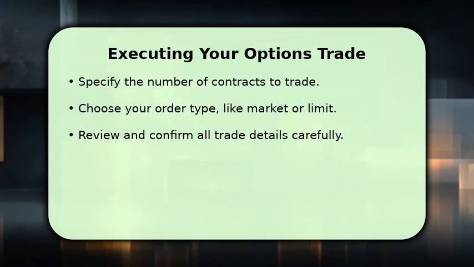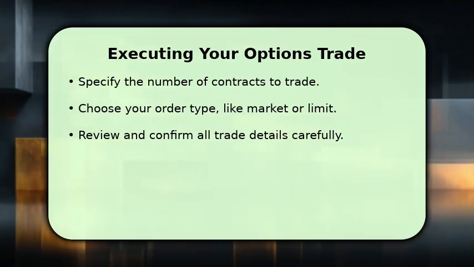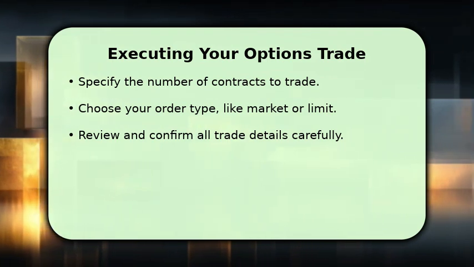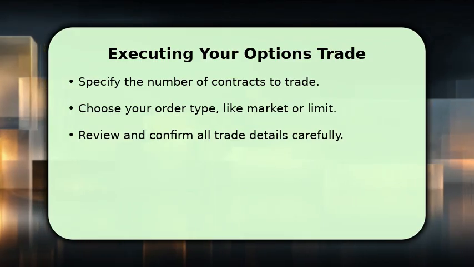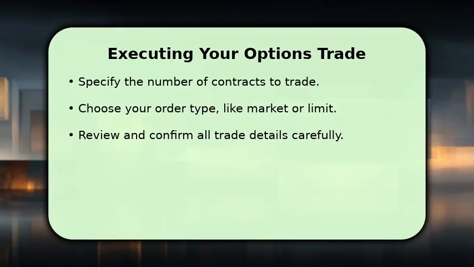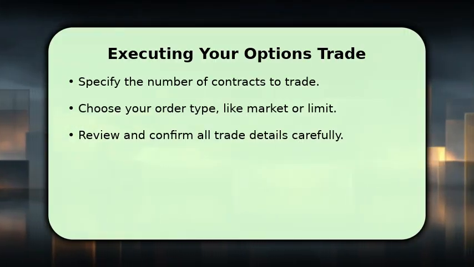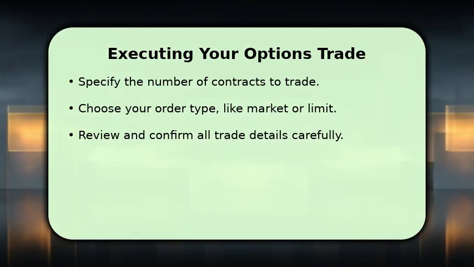Once you've selected your contract, you'll specify the number of contracts you wish to trade. Remember, one contract typically represents 100 shares of the underlying stock. Then, choose your order type. A limit order allows you to set a specific price, while a market order executes at the current best available price. Always double-check all the details, including the premium, before confirming your order to ensure accuracy and avoid errors.